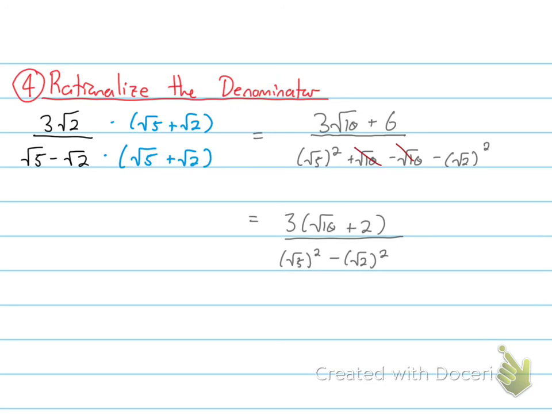Also notice what I did here in this next step. I pulled that 3 out of the numerator to leave me with 3 times square root of 10 plus 2. Now looking at the bottom, square root of 5 squared turns into 5. Square root of 2 squared turns into 2. 5 minus 2 turns into 3. And now notice on the top and bottom, those 3's cancel out. My final answer, totally simplified, is going to be the square root of 10 plus 2.